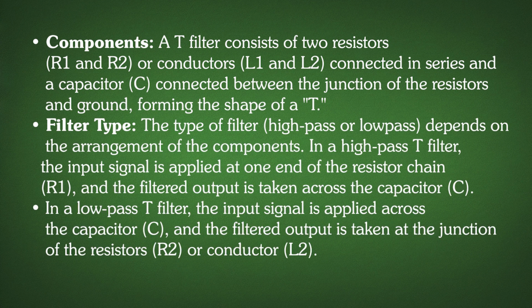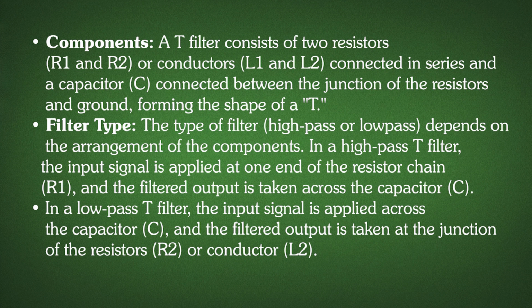So, the components present in T filter are: a T filter consists of two resistors R1 and R2, or in place of resistors we can also use inductors, that is they can be denoted by L1 and L2 connected in series, and a capacitor C connected between the junction of the resistors or inductors and ground, forming the shape of a T. So, the type of filter is high pass or low pass, which depends on the arrangement of the components.